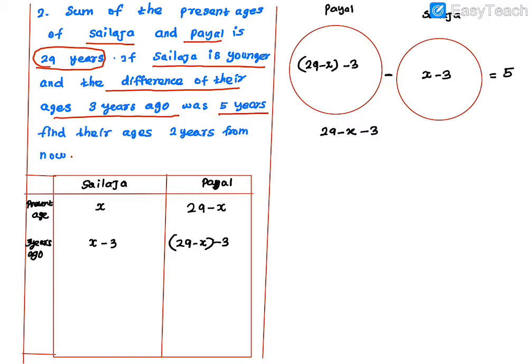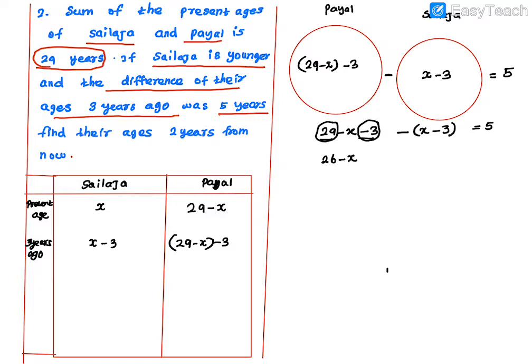Okay, so here I'll write 29 minus (x minus 3) minus (x minus 3), which is equal to 5. If the minus is in front of that bracket, we have to multiply. If the minus is at the back side, we can just cancel that bracket and take that minus. Here we have 29 minus 3, so what's the value? 29 minus 3, so 26 minus x.